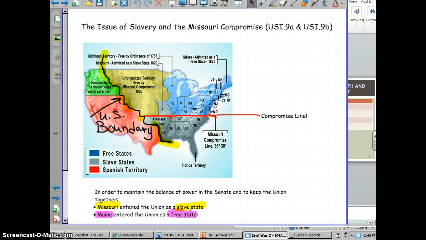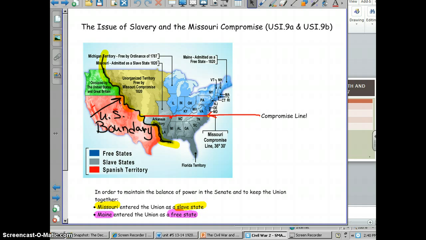The reason this was an issue was because in our system of government, the legislative branch is controlled by Congress, which is made up of two parts, a House of Representatives and a Senate. In the Senate, there are two senators from each state that go to the Senate and represent their state. In the House of Representatives, it's based on population. So the more people that live in a state, the more representatives they get to send to the House of Representatives. With there being 11 free states and 11 slave states, there were the exact same number of senators in the Senate.